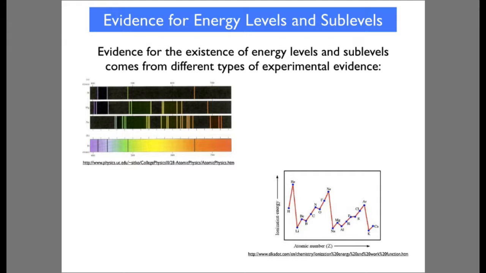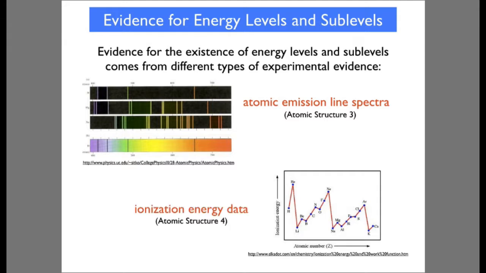Evidence for energy levels and sublevels. Evidence for the existence of energy levels and sublevels comes from different types of experimental evidence. Here we can see atomic emission line spectra. We looked at that in the Atomic Structures 3 presentation. And underneath we have ionization energy data, and that's what we're going to look at.